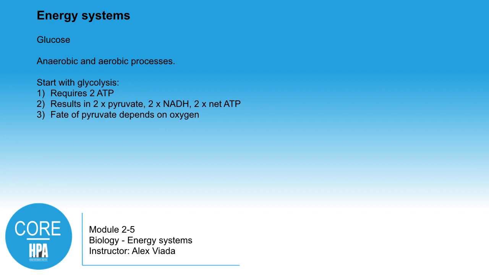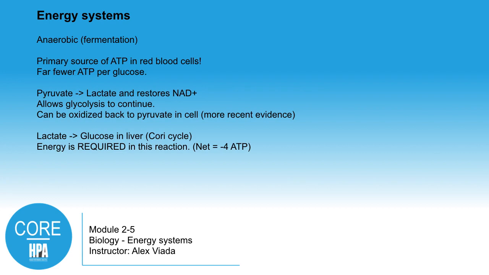If there is no oxygen present, we go on to the next energy system, which is what we call anaerobic glycolysis. It is also called fermentation. Now, fermentation takes place in many cells under many conditions. As you can see, it's the primary source of ATP in red blood cells, which obviously makes sense if you think about the fact that red blood cells don't have mitochondria.